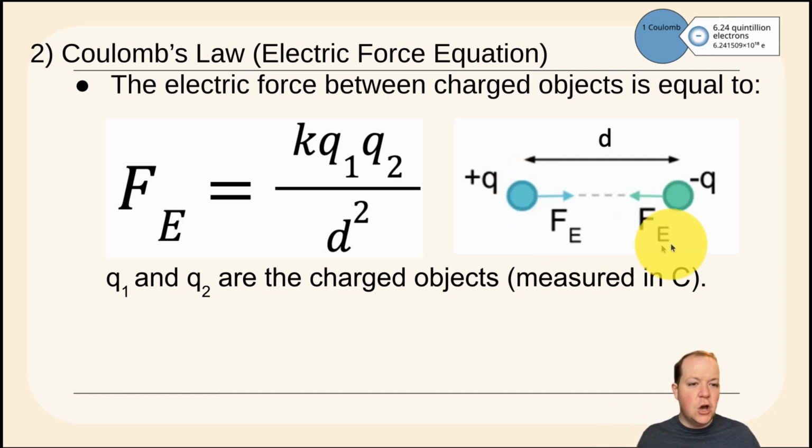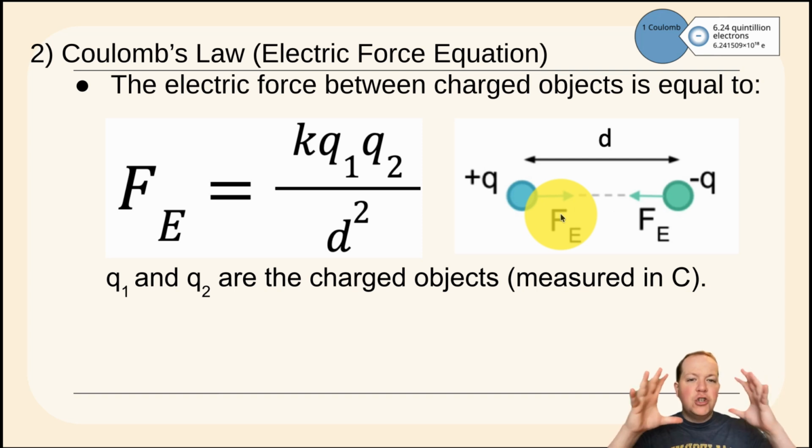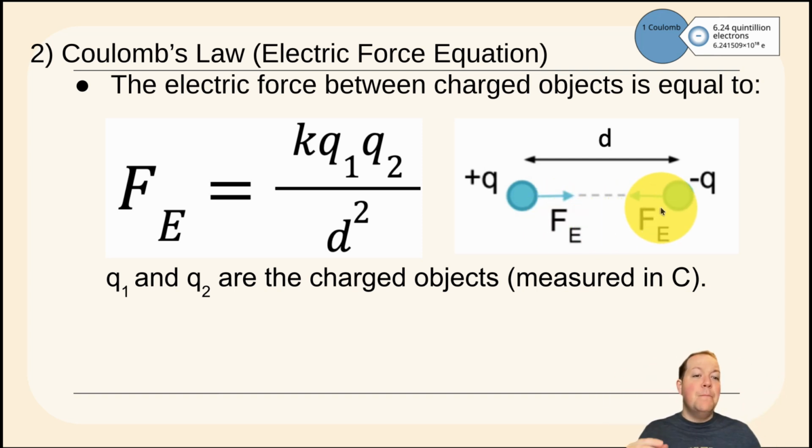Maybe this is a proton and an electron. It doesn't have to be protons and electrons though. I could have a large object that I just gave a huge amount of positive charge. I could have a big metal block that I loaded up with electrons that has a large negative. So it's not just protons and electrons, but Q1 and Q2, those are representing the two objects. D is, you may have guessed it, representing the distance. Careful, it is distance squared over here.